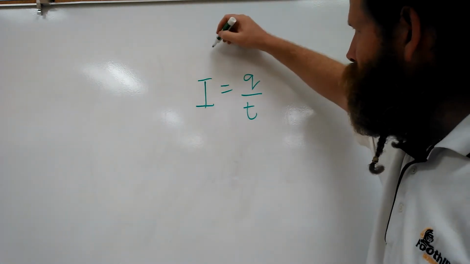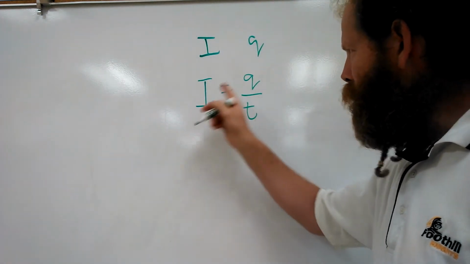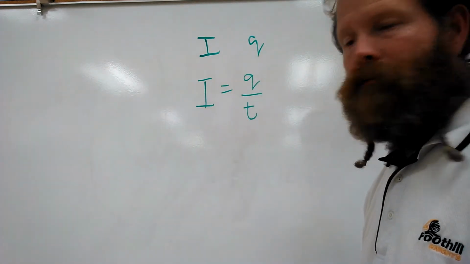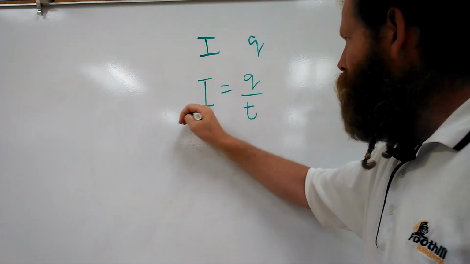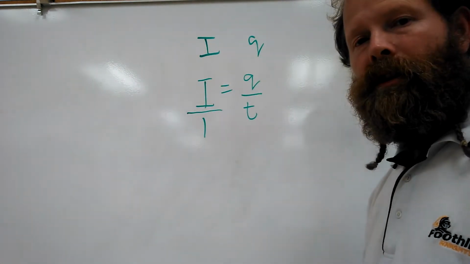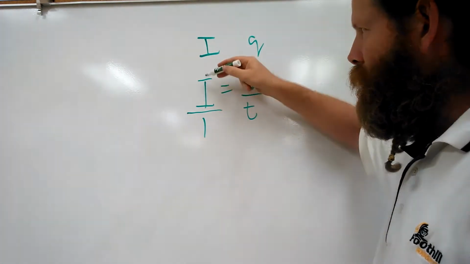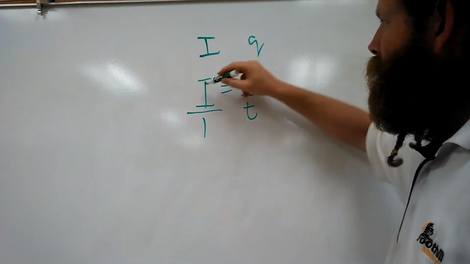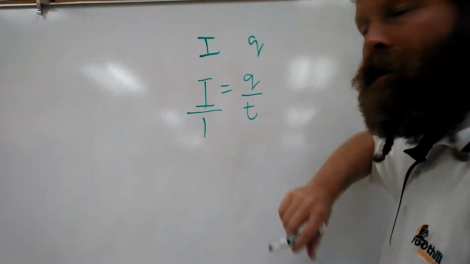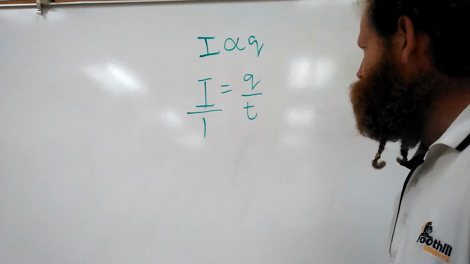First of all, if we look at the relationship between I and Q, we can see that they're both on opposite sides of the equation, and they're both in the numerator. Because keep in mind, if there's no fraction, that's like writing over 1. So the I is in the numerator and the Q is in the numerator. This shows us that if the Q were to get bigger, that means that the I would have to get bigger. And if the Q doubled, the I would have to double. So this would be a directly proportional relationship.